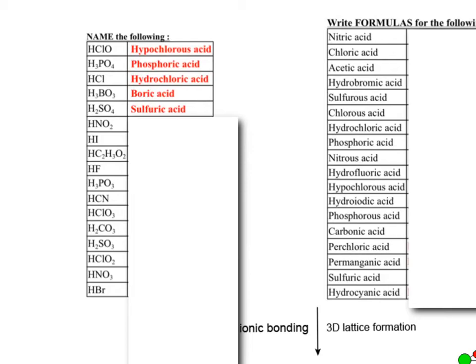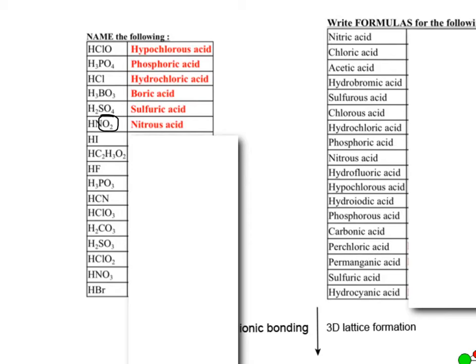HNO2. Who's the anion? Nitrite. So according to our table, nitrites, ites, become us acid. So instead of nitrite, this is nitrous acid.